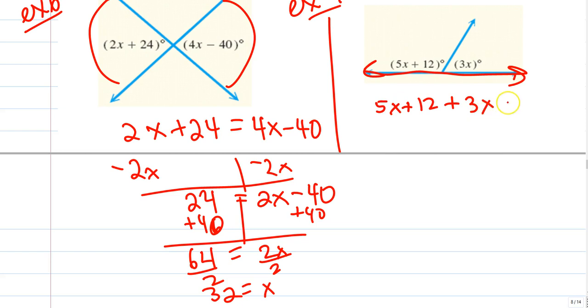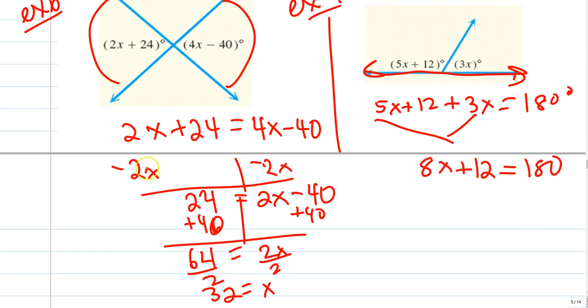If I add them, they are supplementary or 180 degrees. You should not be doing this. This is utter nonsense. What I do to one side, I do to the other. This was on the same side. We don't do that, right? When they're on the same side, we can take the like terms and combine them.